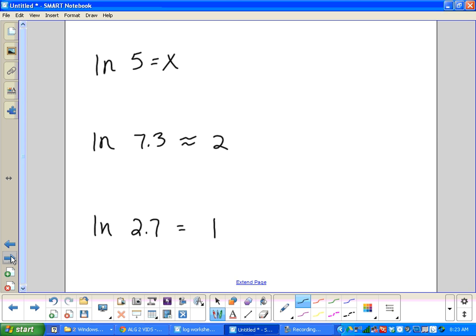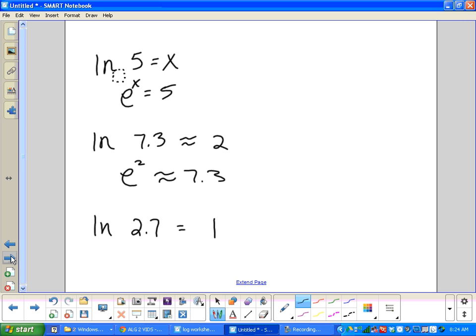Now let's look at some natural logs. My natural log here, again, is a logarithm. It's just a different logarithm. It has a different base, and that base is that irrational number e. So even though we don't see it written right here, there is an understood base of that irrational number e. So this one would say e raised to the x power equals 5. And on my next one, it would say e squared is approximately 7.3.